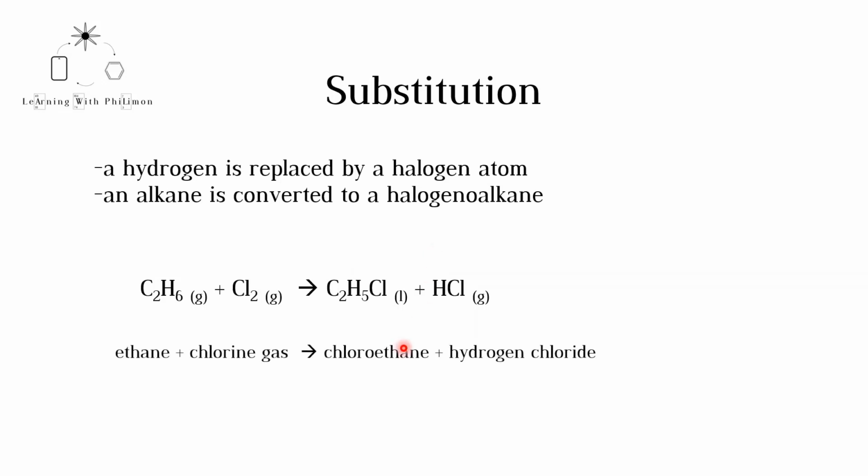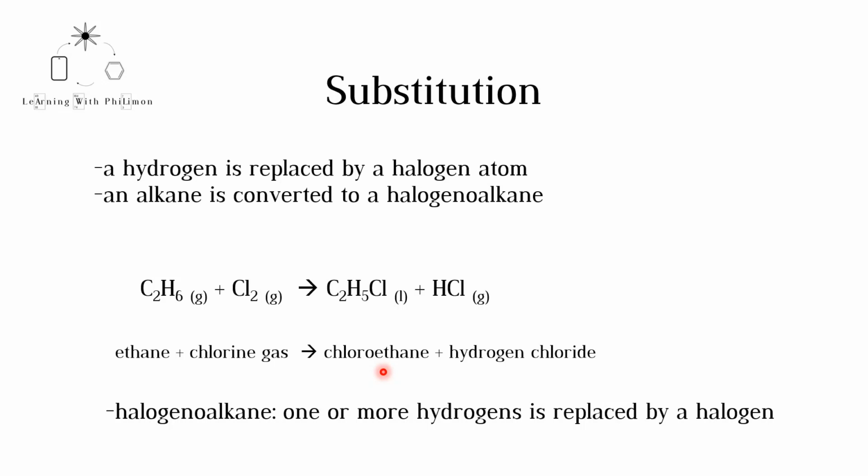Chloroethane is a halogenoalkane. This is another type of organic compound. Halogenoalkanes, or haloalkanes, are alkanes in which one or more hydrogen atoms are replaced by halogen atoms: fluorine, chlorine, bromine, or iodine. Note that this reaction only occurs in the presence of UV light, as written above the yield sign. For more details on how this reaction occurs, watch the IB and A-level radical substitution mechanism video.